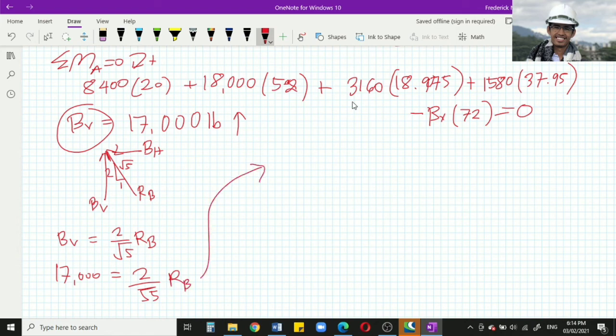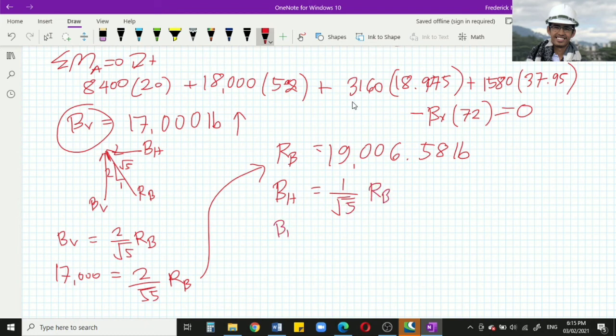So makukuha natin yung RB. RB will be equal to 19,006.58 pounds. Okay. Then makukuha na natin yung BH natin. So yung BH natin will be equal to 1 over square root of 5 RB. So BH now will be equal to 1 over square root of 5 times 19,006.58.